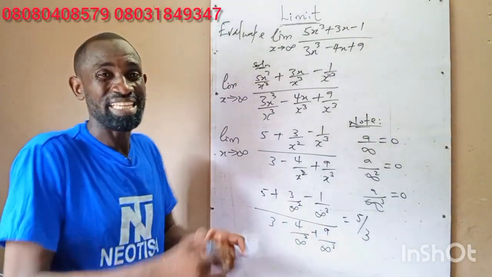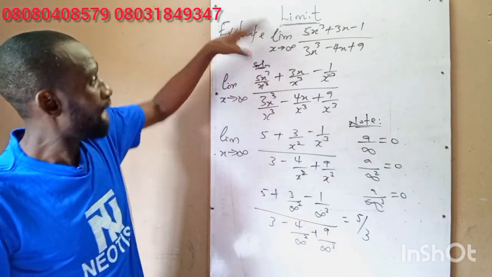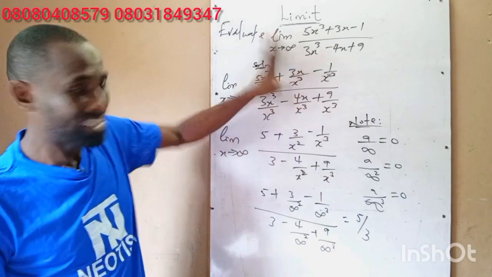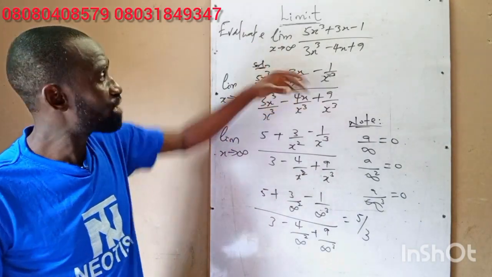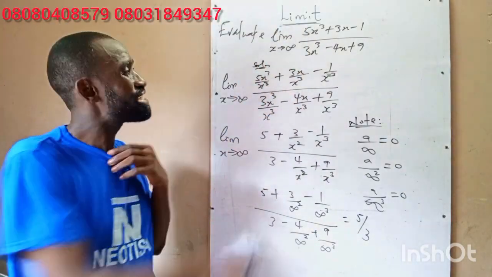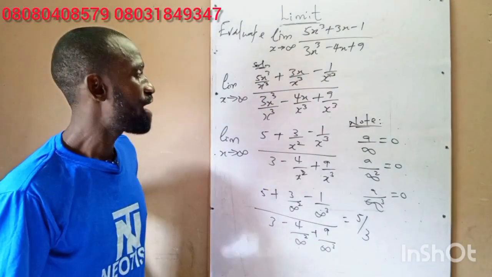So when the question involves infinity, when our x is approaching infinity, we solve it like this. This is the format. We divide by the highest power of x, which in this case is x raised to power 3.